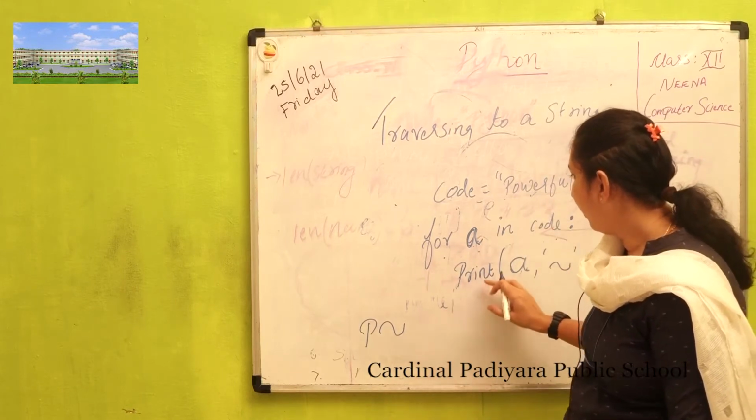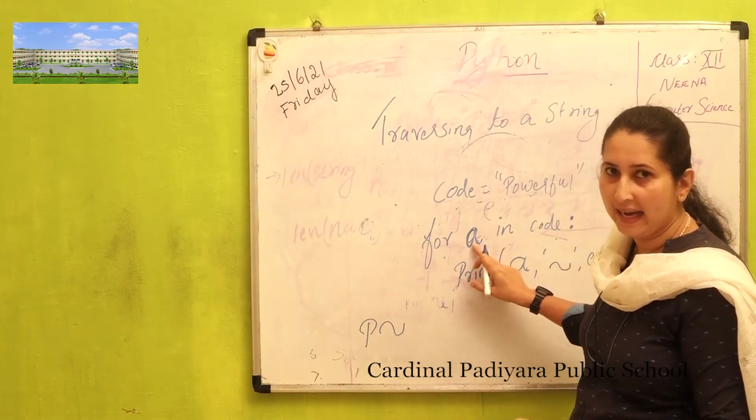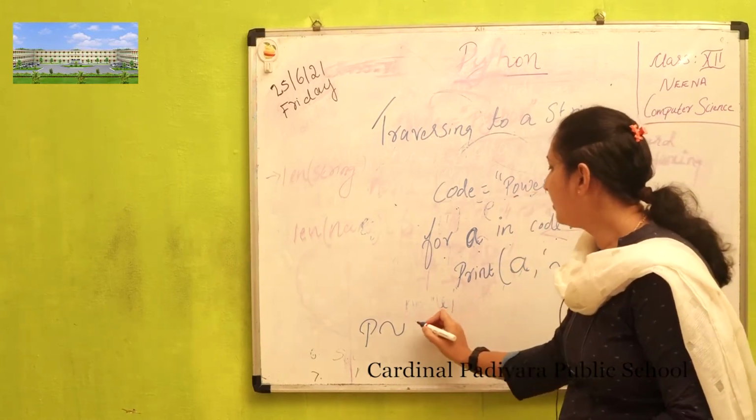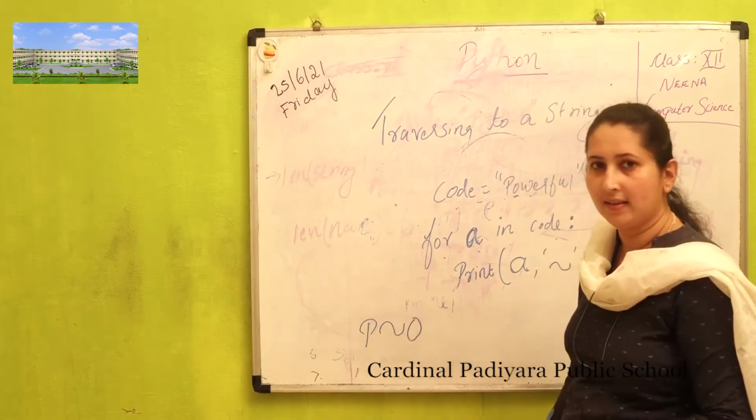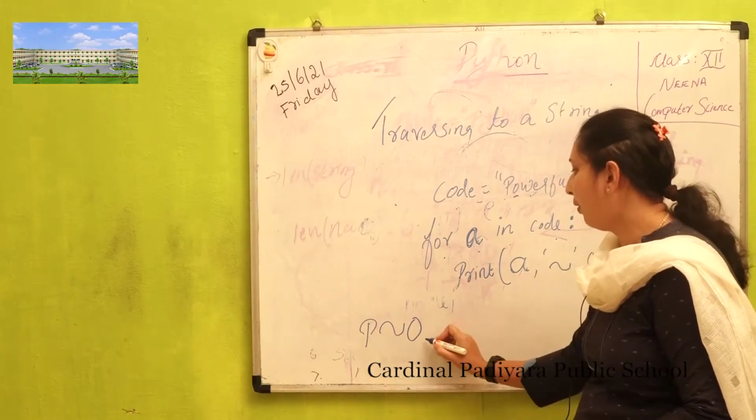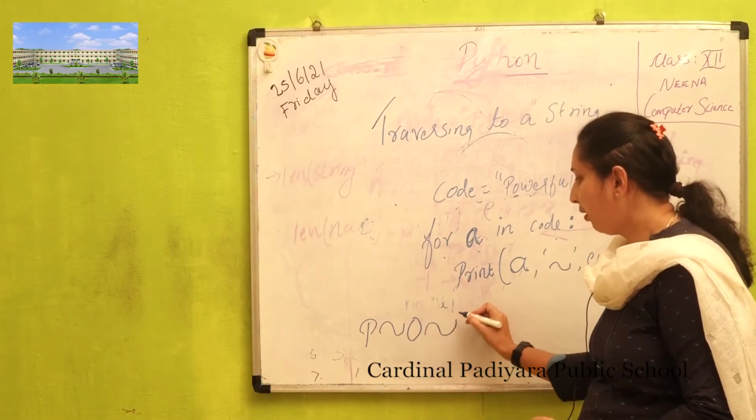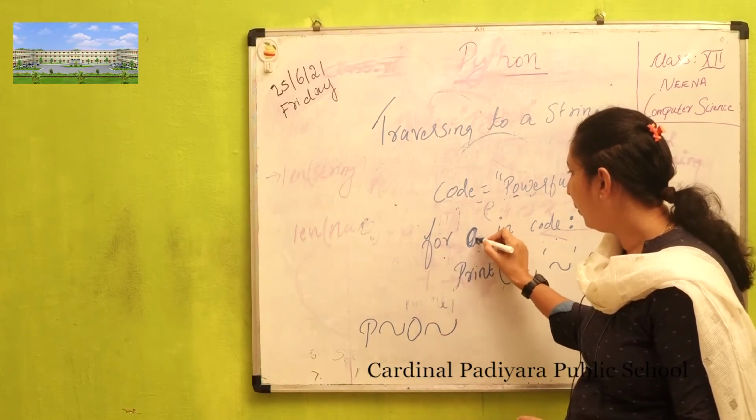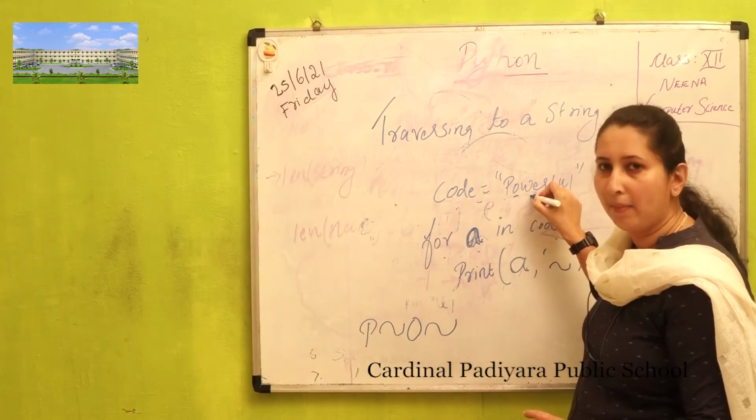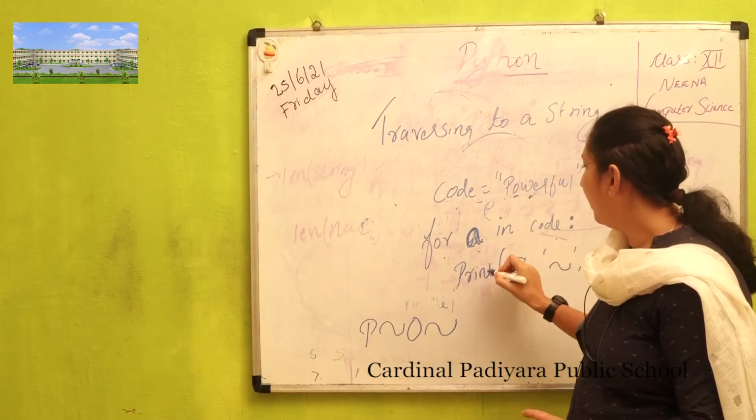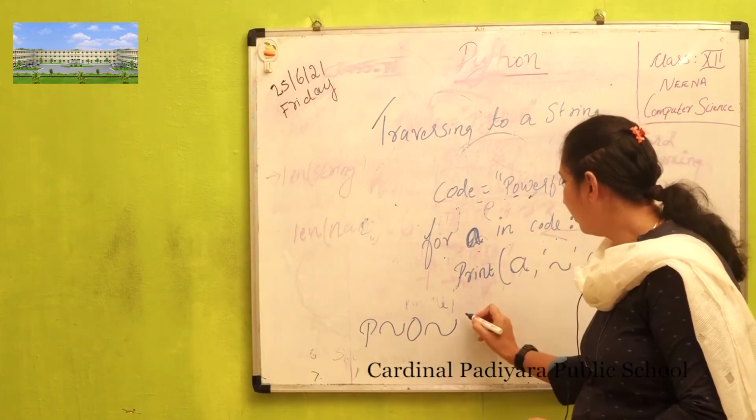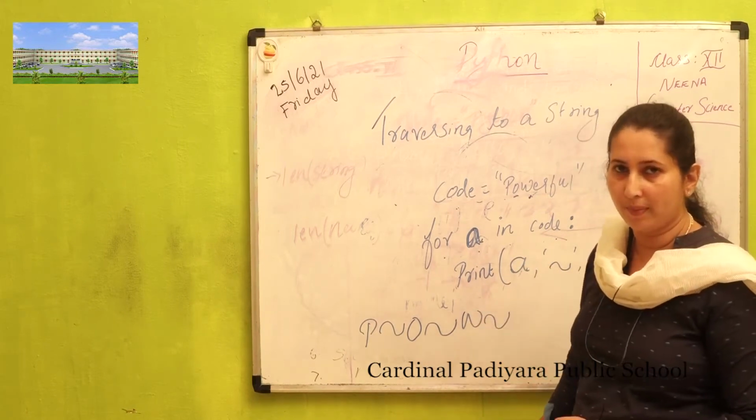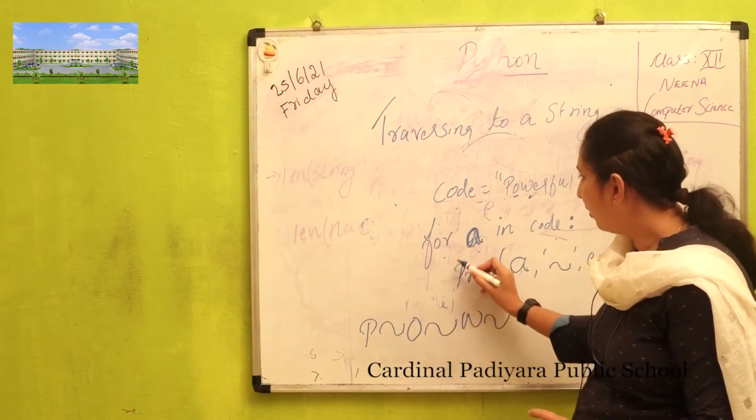Then now the value of A is O, and you have to print O. Then there is a tilde, which you also have to print. Then repeat the same step. Now A's value is W. Print W, then print the tilde here. Then the same step is repeated.